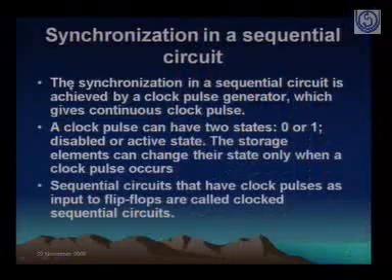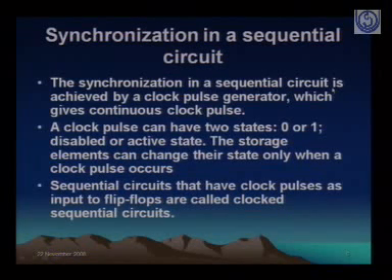Synchronous circuits. But how is the synchronization achieved as far as sequential circuits are concerned? Well, let's look into those details. The synchronization in a sequential circuit is achieved by a clock pulse generator. Many a times you hear about this particular thing, which gives continuous clock pulses. A clock pulse can have two states, 0 or 1, disabled or active state. The storage elements can change their state only when a clock pulse occurs. Sequential circuits that have clock pulses as input to flip-flops are called clocked sequential circuits.